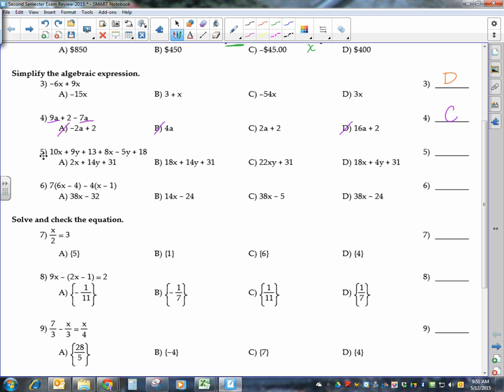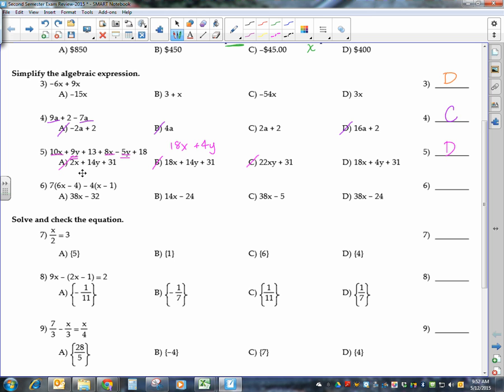Okay, so on to the next one. Again, finding those like terms. So I have 10x and 8x, that's 18x. So that knocks that one out, 18x, knocks that one out, 18x. Then I want to go to 9y minus 5y. So we were at 18x, and then 9 minus 5, because that's plus 9, and minus 5 is going to be plus 4y. Well, that knocks that one out, so again, makes my answer equal to D.